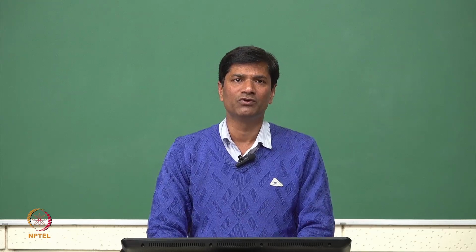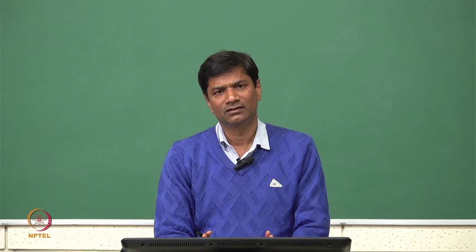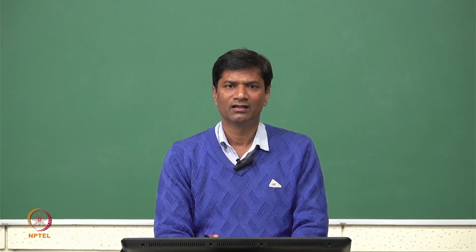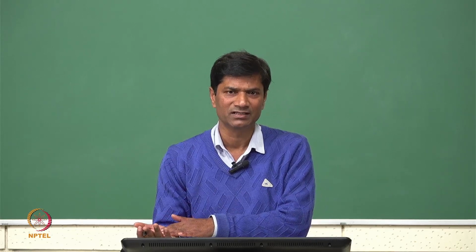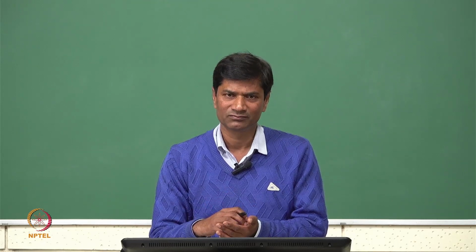Lotka's law can also be used for publication strategy. Lotka's law can guide publication strategy for the researcher. They understand the distribution of the author productivity and can set realistic goals. You see, every discipline is unique. It's not necessary that discipline A is contributing more than discipline B in science. They have their unique characteristics, their unique features.